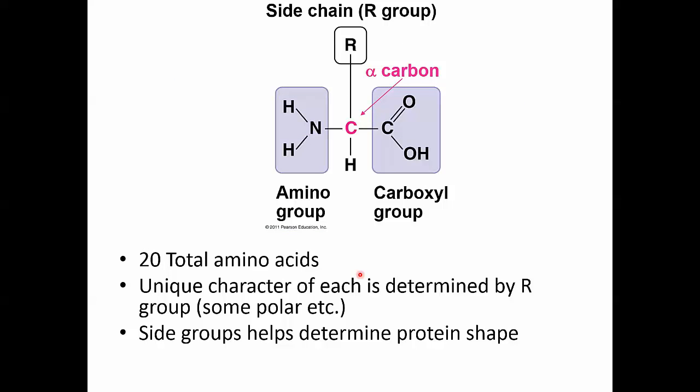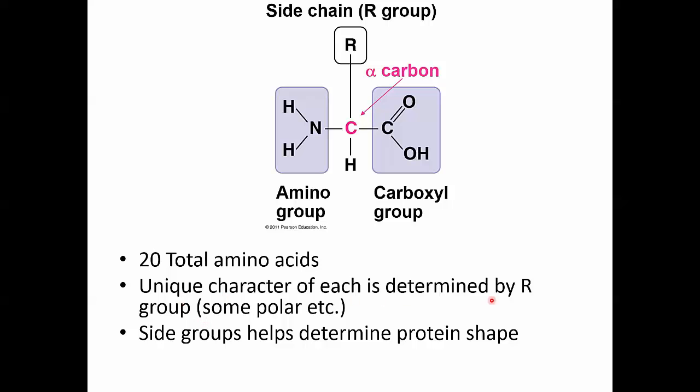So proteins are composed of amino acids. Amino acids are the monomers composed of a central carbon, and we have our amino group and a carboxyl group, and then we have a side chain, which we label as the R group, which varies from amino acid to amino acid. There are 20 different amino acids. Think of them like letters in the alphabet. You can make all kinds of different proteins by combining these amino acids in different ways.